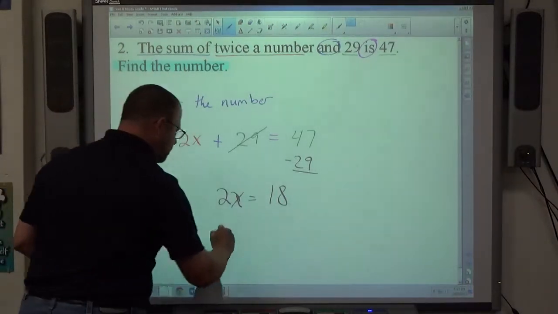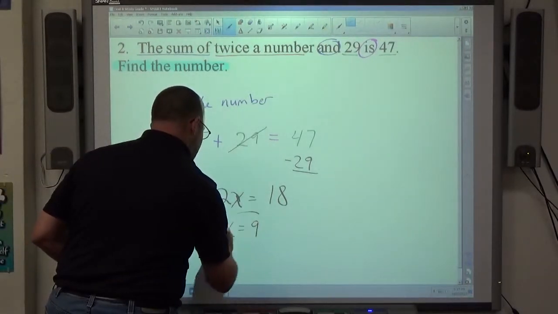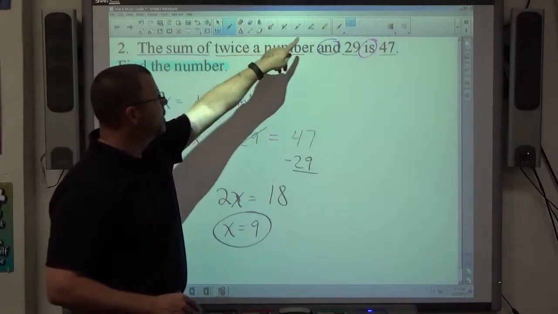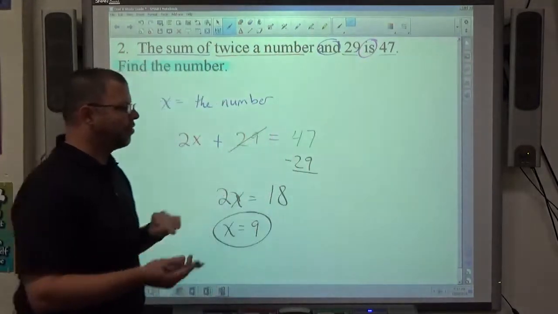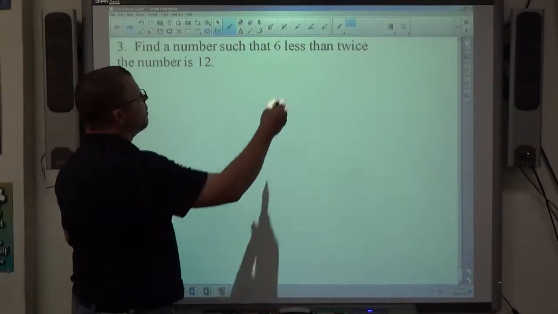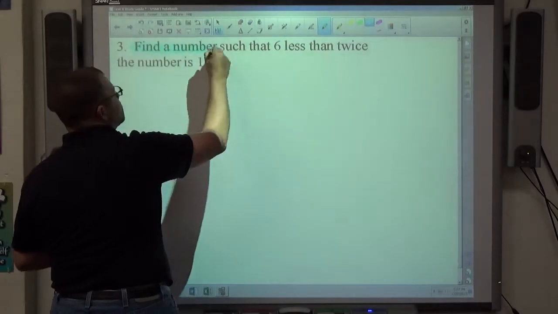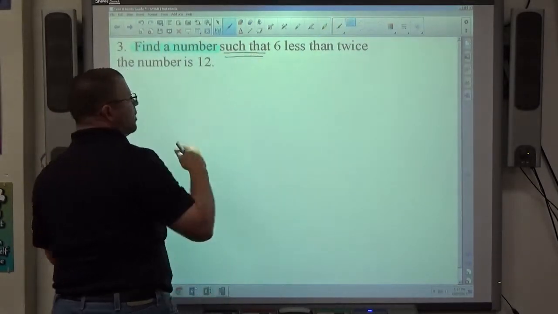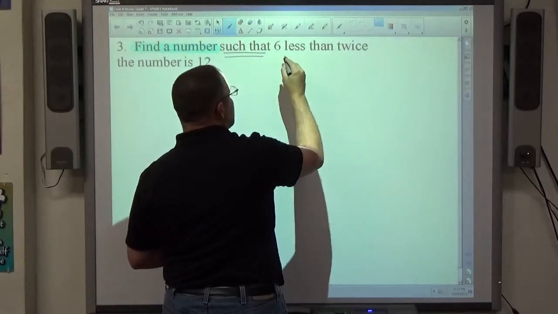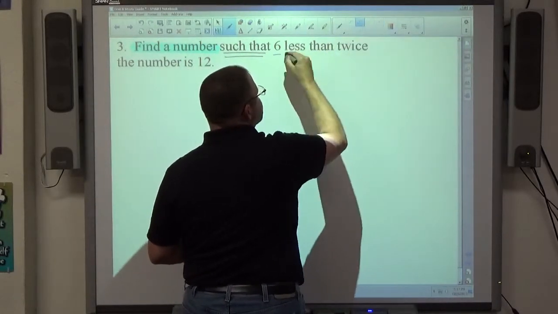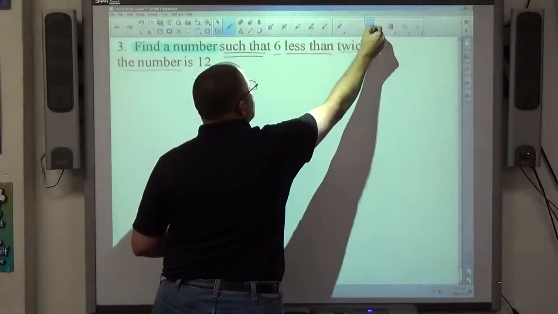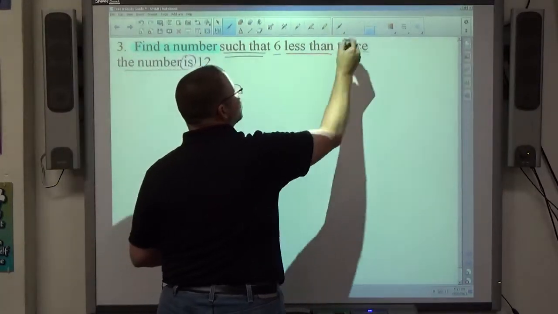We divide both sides by 2, that gets me x equals 9. If we test it out, 2 times 9 is 18, plus 29 equals 47. That's true, so that's the right answer. Number 3, find a number. Then the magic words such that, which means an equation is about to happen. Okay, 6 less than twice the number is 12.